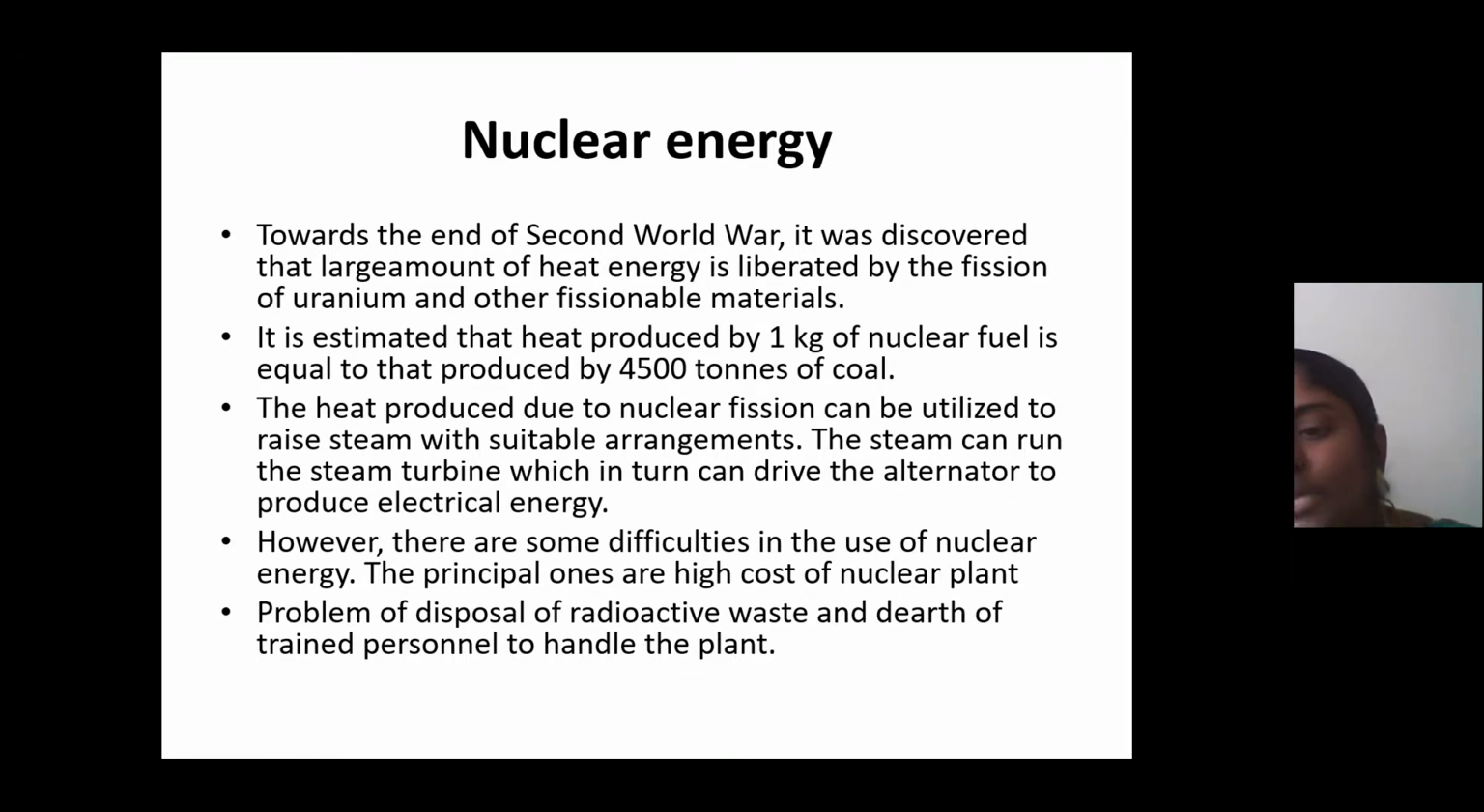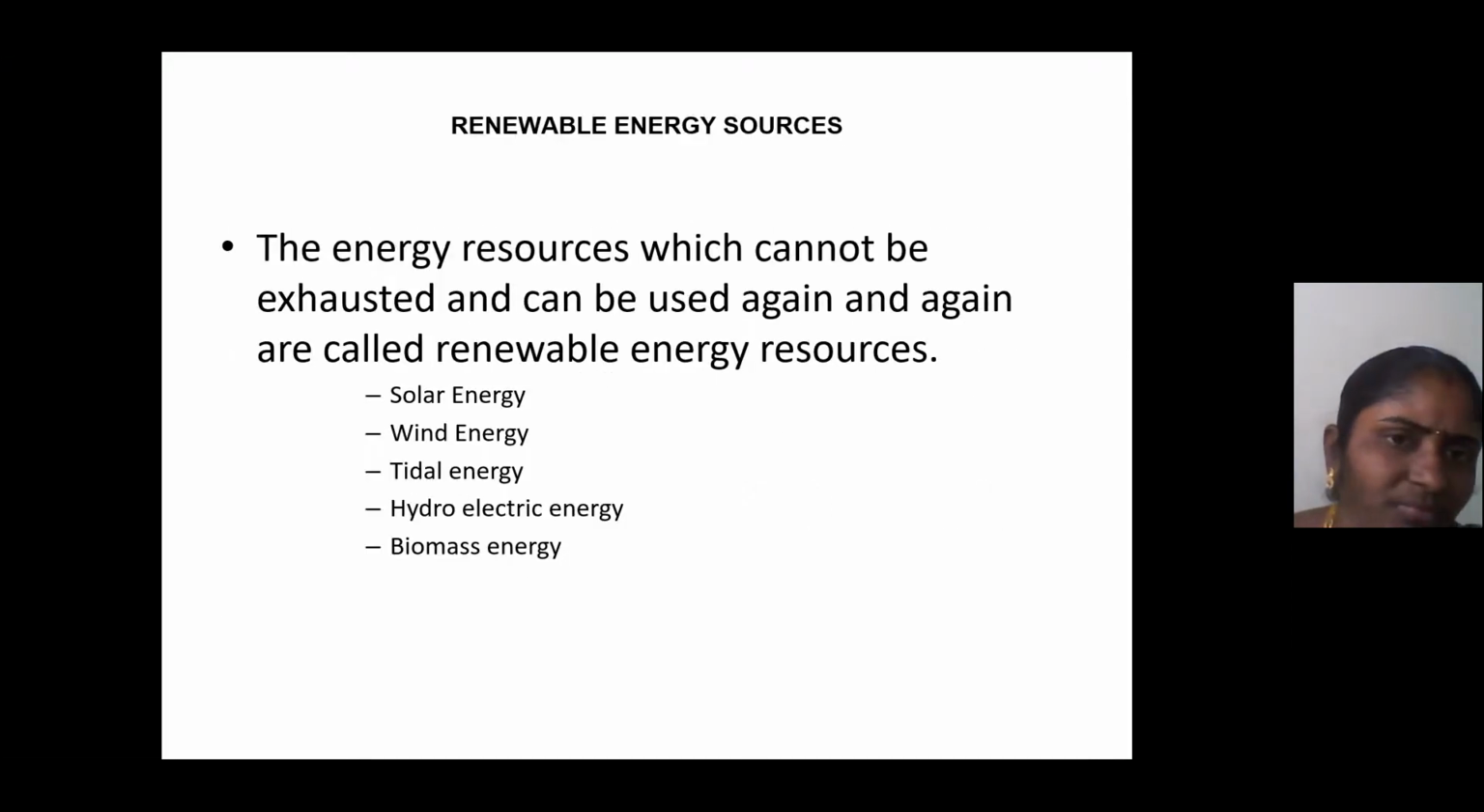When we burn coal to produce steam, we need more resources. That is, we need 4,500 tons of coal to produce the heat created by 1 kg of nuclear fuel. So we are shifting from conventional methods to the usage of nuclear energy and nuclear materials.